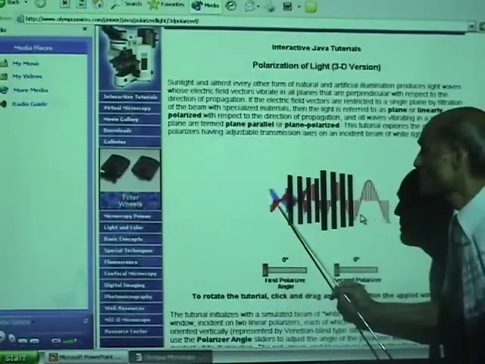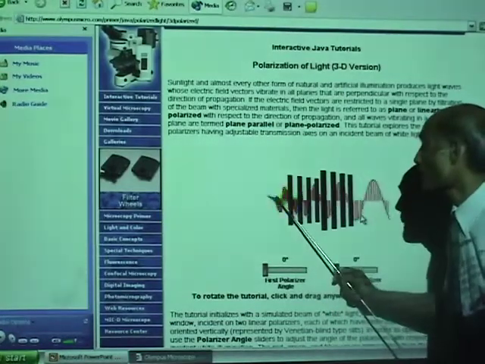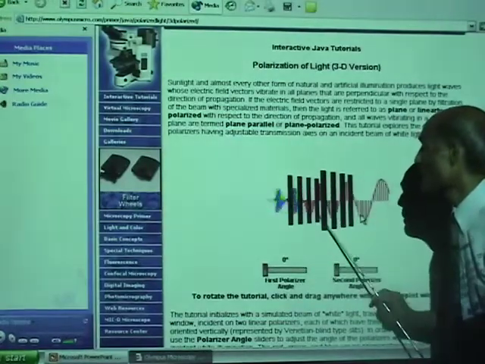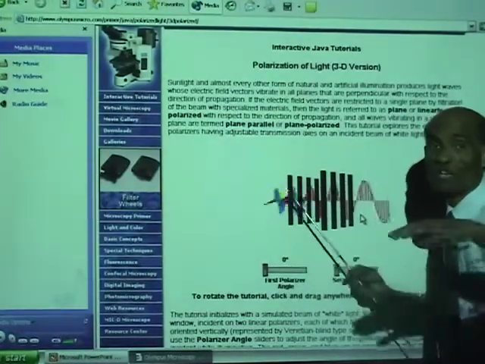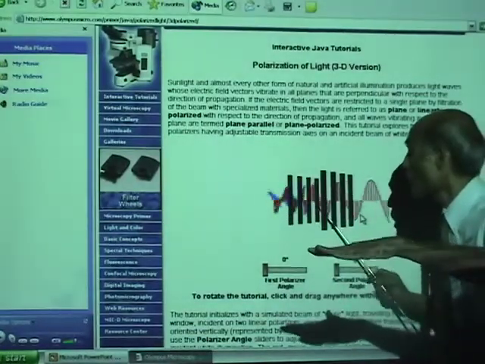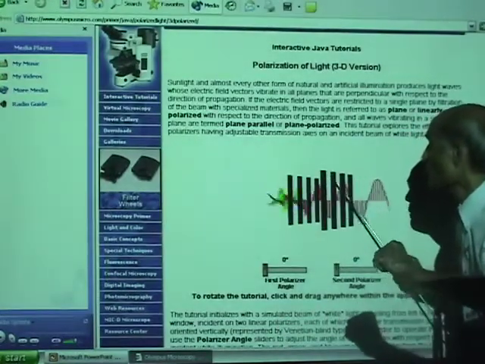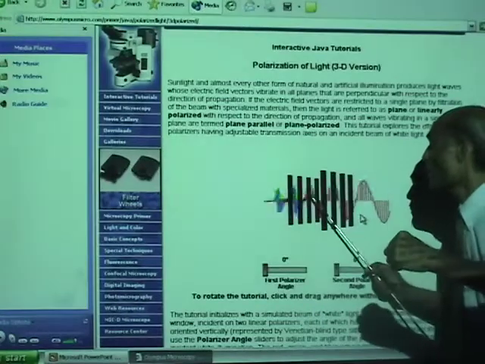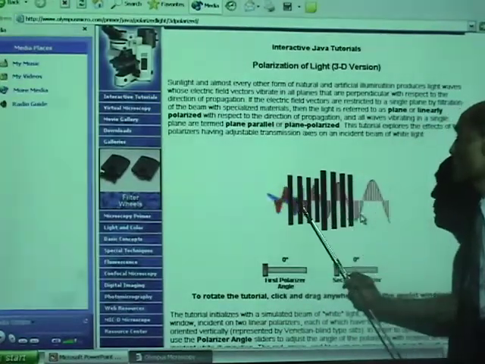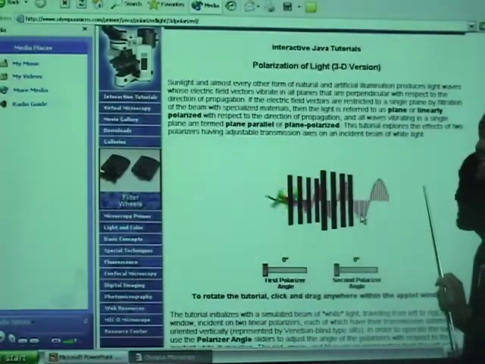You can see red, blue and green. That shows vibrations in all planes. And it's going to pass through a vertical polarizer. When it goes through a vertical polarizer, vibrations in all other planes will be cut off. Only vertical vibrations are allowed to pass through. And this is a vertical polarizer which will allow vertical vibrations to pass through. So what comes out is vertically polarized light.